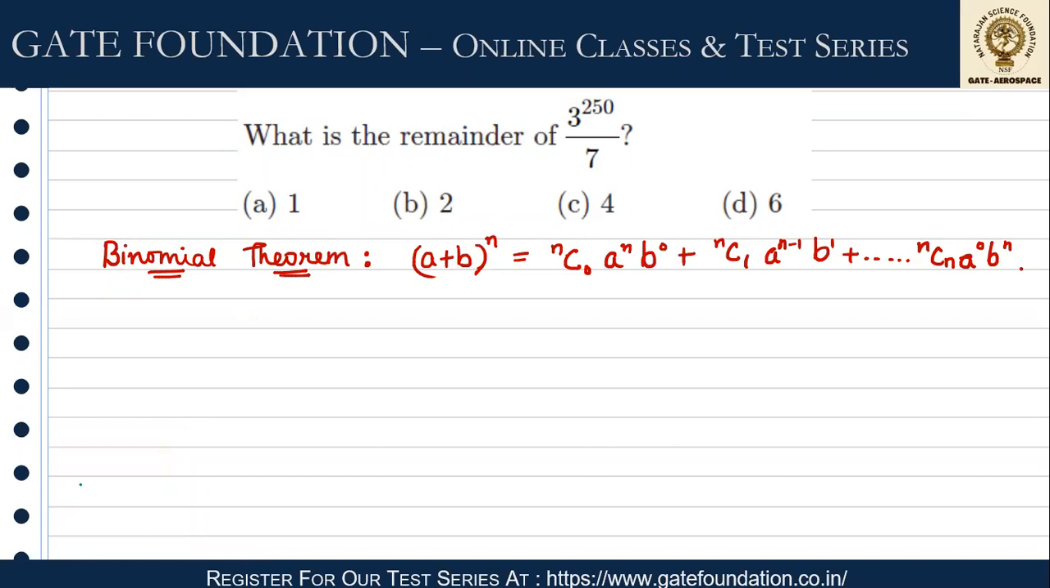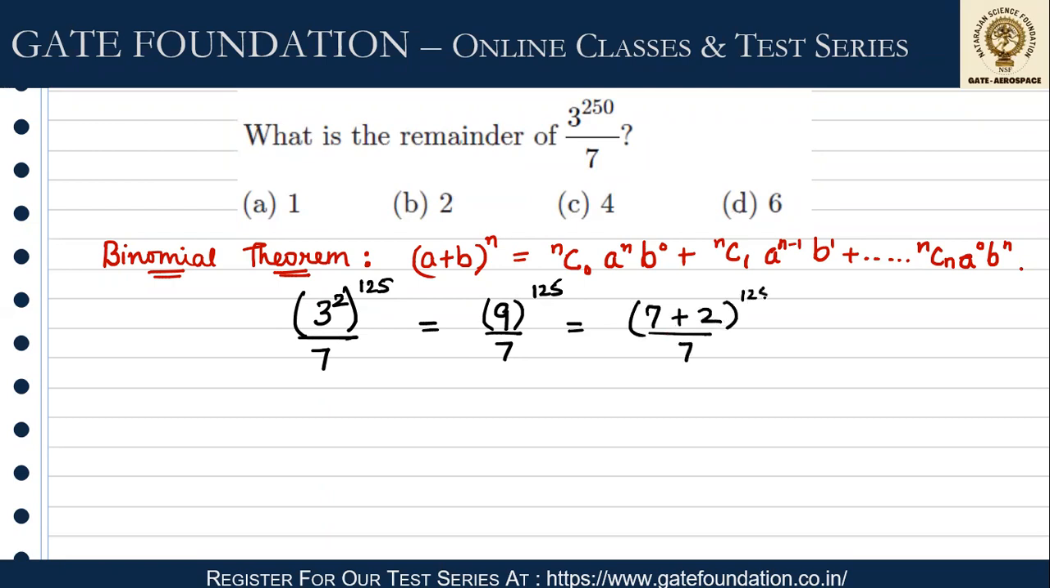So let's do this. What I have is 3 raised to 250. So this I can write down as 3 square, so I'll be left with 125 outside, and then divide by 7. Right. So 3 square is 9 by 7 raised to 125. Now why am I going to do this? Now I will divide this 9 into two parts: 7 plus 2, divided by 7, raised to the power 125.